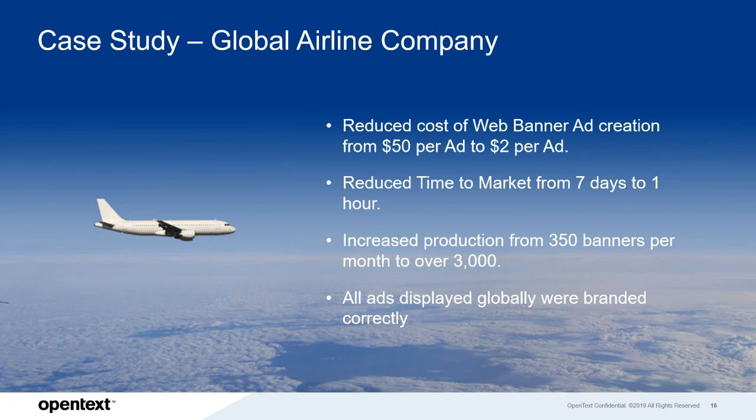So a lot of the time when we're saying the reduced time to market from 7 days to 1 hour, a lot of that is because a lot of the content that they actually use is pre-approved. So the templates are pre-approved. The images that they use within those ads are pre-approved. The only thing that they're actually doing on top of this is their local cost. So if I want a flight from A to B, I want to put that as a specific cost. That's the only thing that they need to approve.